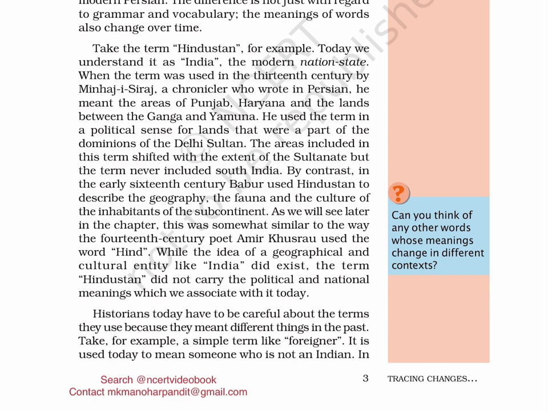When the term was used in the 13th century by Minhaj-e-Siraj, a chronicler who wrote in Persian, he meant the areas of Punjab, Haryana and the lands between the Ganga and Yamuna. He used the term in a political sense for lands that were a part of the dominions of the Delhi Sultan. The areas included in this term shifted with the extent of the Sultanate, but the term never included South India.